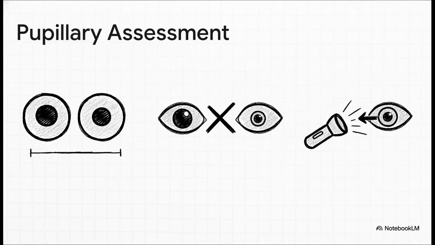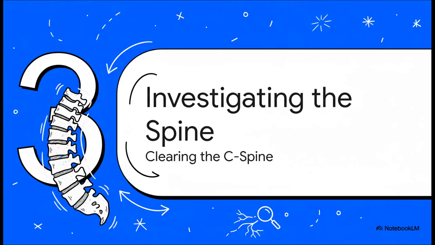Now, right alongside the GCS, you've got to do a quick check of the pupils. It's super fast. We're looking at three things. Their size, are they equal, symmetrical, and how do they react when you shine a light on them? If you see something off here, it can be an immediate red flag that there's pressure building up inside the brain.